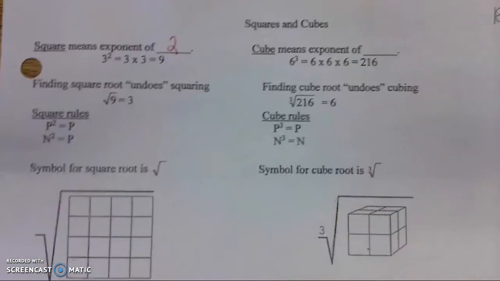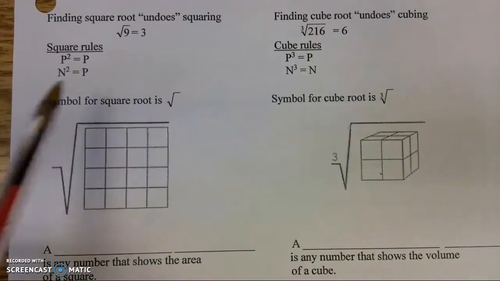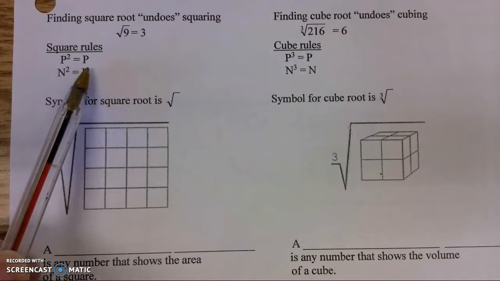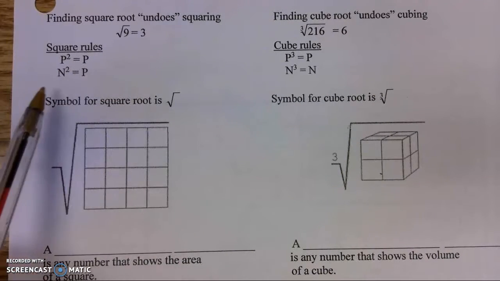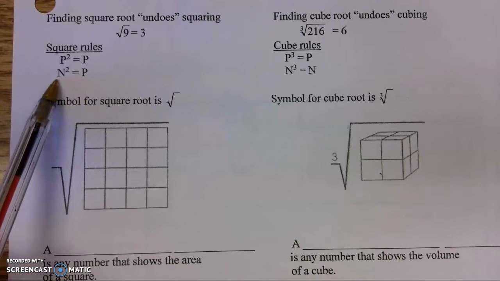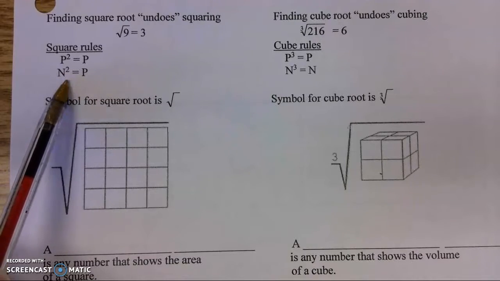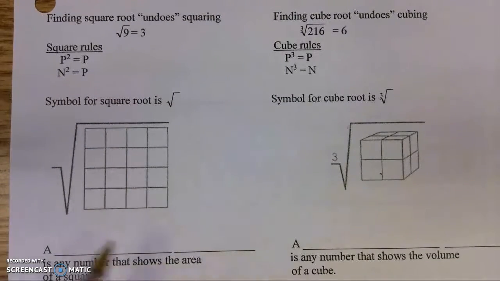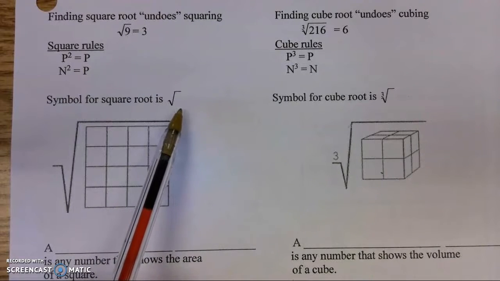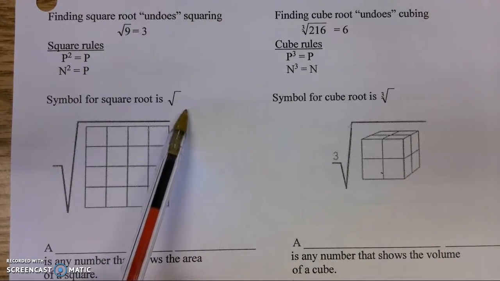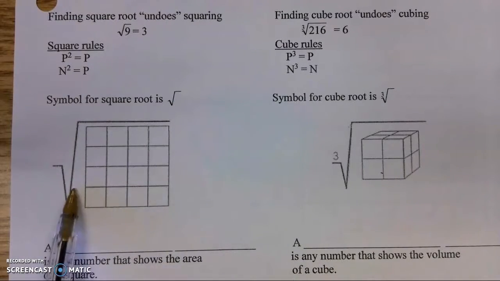When we work with squares, there are a couple rules you want to remember. If I square a positive number, I get a positive number. Positive times a positive equals positive. If I square a negative number, it equals positive, because a negative times a negative is a positive. This is the symbol for a square root, and it means what number times itself will give you what's within that symbol. So let's look at this example.